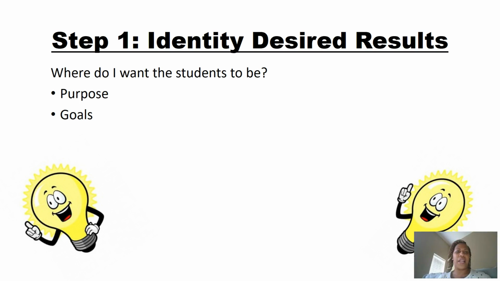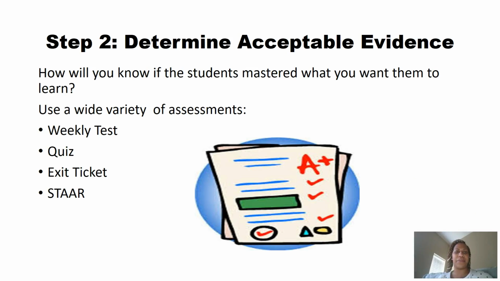So, with identifying the desired results, you're going to ask yourself, where do you want your students to be? What is the purpose of this lesson? And what are the goals that you want your students to achieve? Then in step 2, you're going to determine acceptable evidence. How will you know if the students master what you want them to learn?